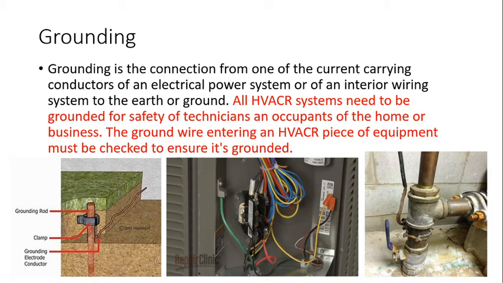You have to make sure it's connected and it's working. The reason why is if the system is not grounded and it's off the ground on a plastic pad, if you have a wire that shorts and touches the side of the casing, it won't always short out, but it will shock you when you touch it. And all HVAC systems have to be grounded for safety for the technician and the occupants of the home or the business.